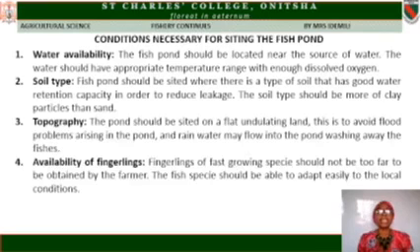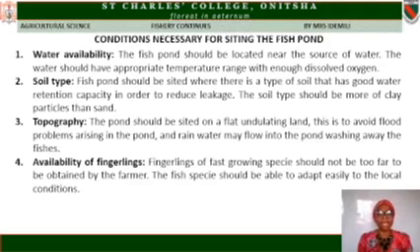Conditions necessary for siting the fish pond. Before you site a fish pond, there are some conditions that must be available if that fish farming must be successful. Number one, water availability. The fish pond should be located near a good source of water. The water should have appropriate temperature with enough dissolved oxygen.